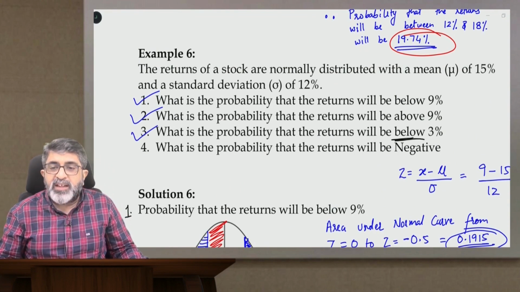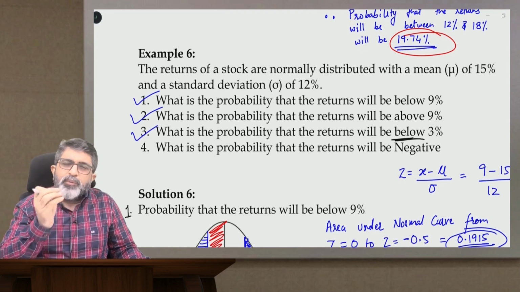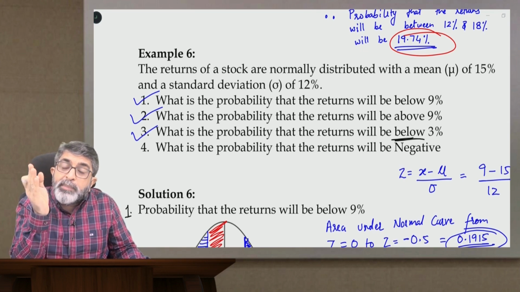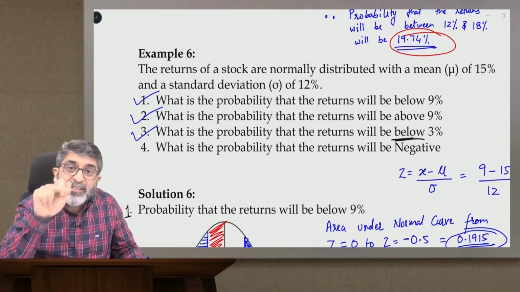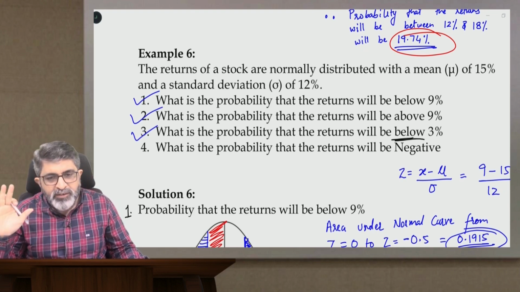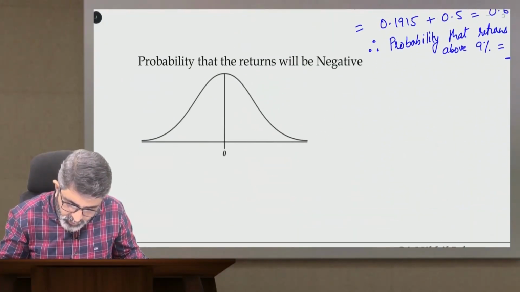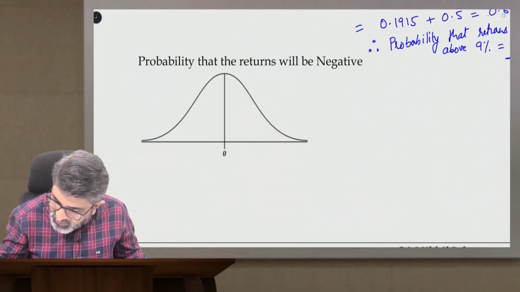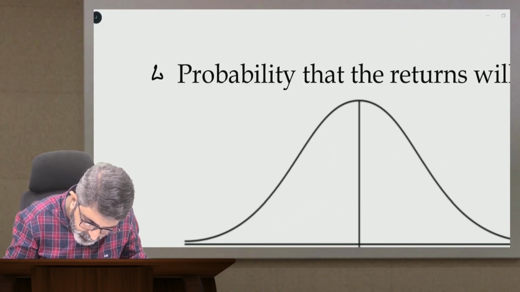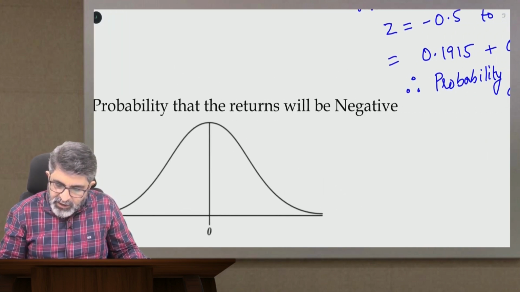Now the fourth part is asking you what is the probability that the returns will be negative. Very simple. Probability that the returns will be negative means the returns will be below 0. So x value this time will be 0. Negative returns means it is below 0, correct? So this heading will be the fourth requirement: probability that the returns will be negative.